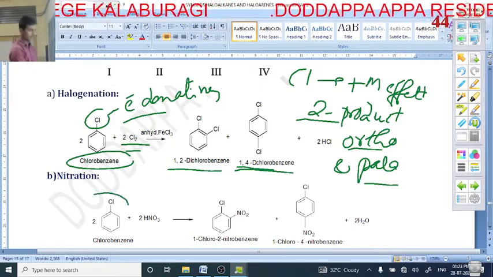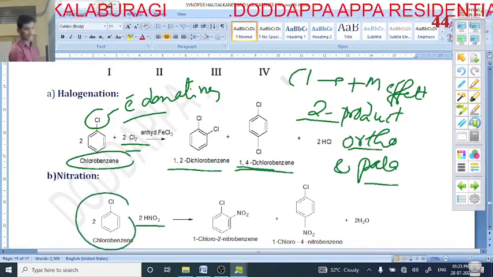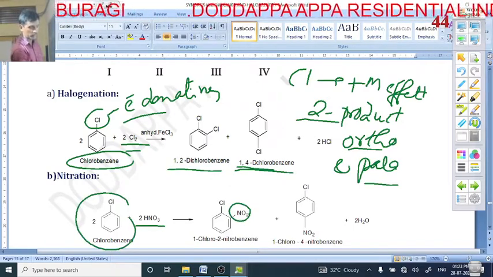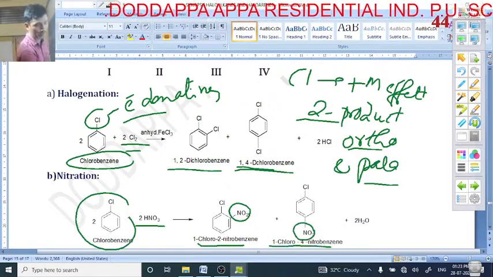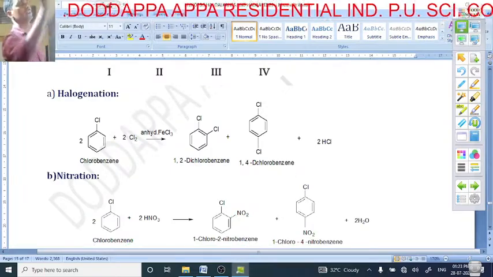Similarly, this is the chlorobenzene. It reacts with nitric acid. It gives an ortho product that is called 1-chloro-2-nitrobenzene. This is the para product. It is called 1-chloro-4-nitrobenzene. Next.